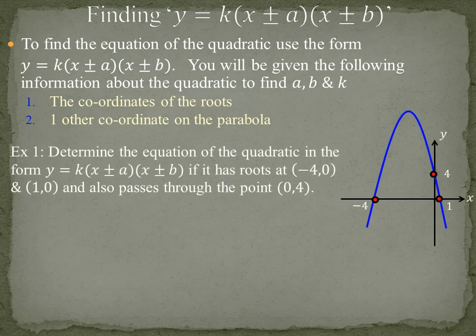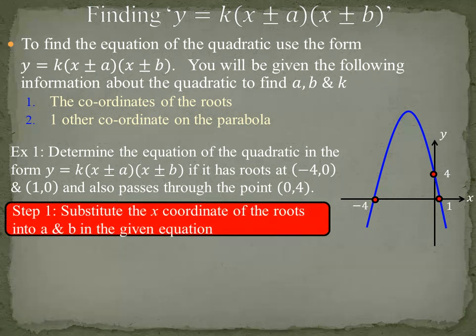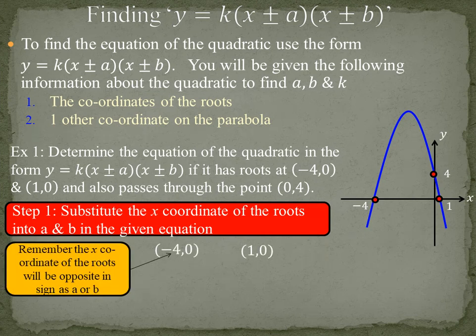So, example. Determine the equation of the quadratic in the form y equals k bracket x plus or minus a, bracket x plus or minus b, if it has roots at (-4, 0) and (1, 0), and also passes through the point (0, 4). Well, first and foremost, you substitute the x coordinate of the roots into a and b in the given equation correctly. Watch out when you sub in, remember the x coordinate will be opposite in sign for a and b. So a will be 4 and b would be minus 1.